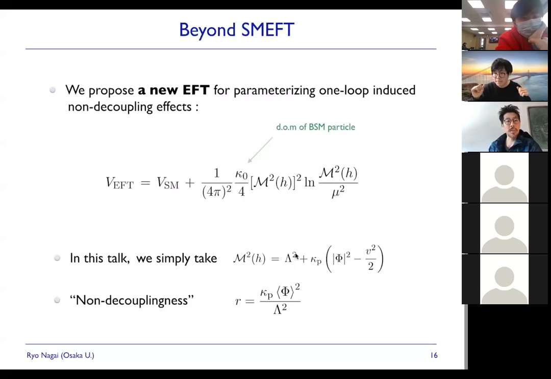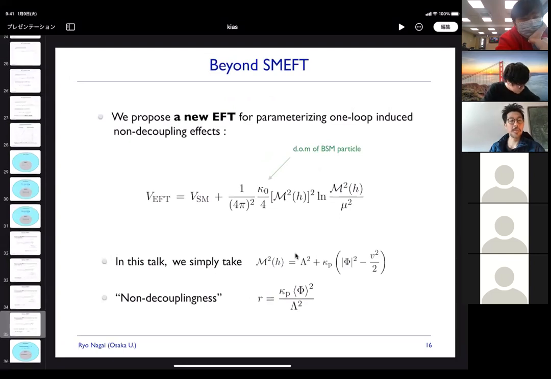But here, the typical size of the cutoff scale is what? Typical size of the cutoff scale is, say, the TeV. Around the TeV, okay, above the electroweak scale. But in that case, is it important to keep this kind of logarithmic thing? Yeah, because when you have enough precision, maybe.